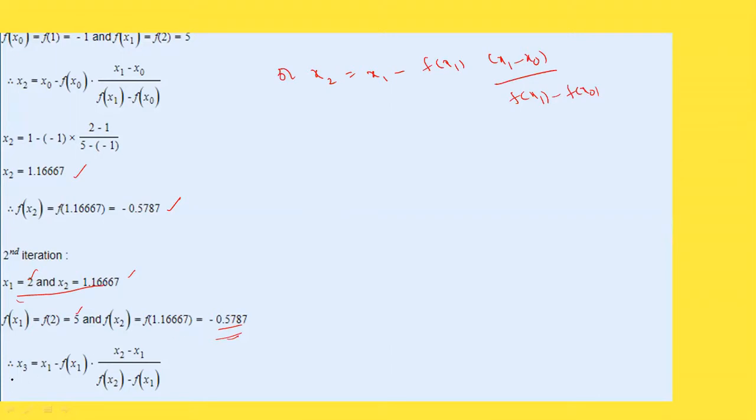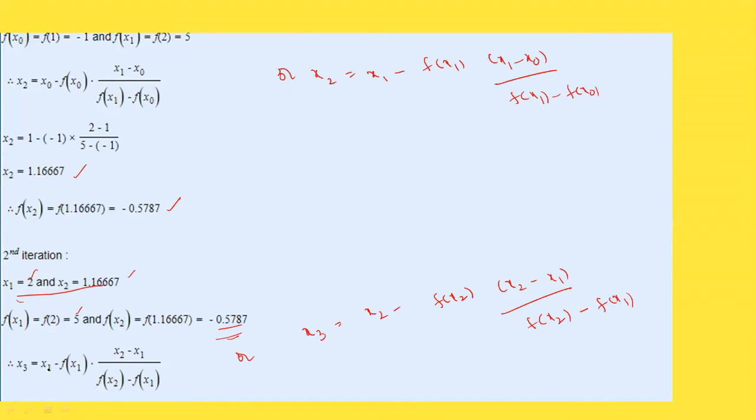Next, x3 is equal to x1 minus f of x1 into x2 minus x1 by f of x2 minus f of x1. Or you can apply this formula also: x3 is equal to x2 minus f of x2 into x2 minus x1 by f of x2 minus f of x1. Your choice, anything you can apply.